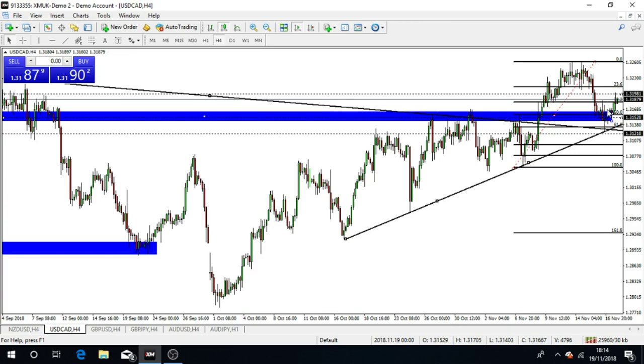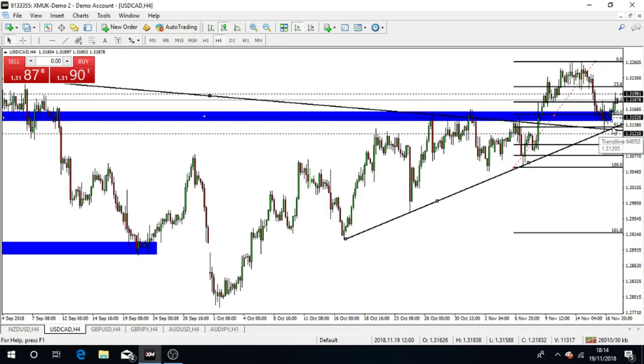Now the pullback lines up perfectly with where my ascending and descending trend lines meet. In addition to that, we had a bullish pin bar, a perfect bullish pin bar right here. And if we grab our Fibonacci retracement from swing low to swing high, we can also see that our pullback lines up with the 50% or arguably the 61.8% retracement.